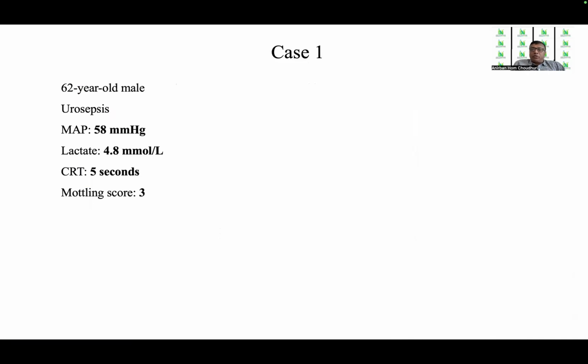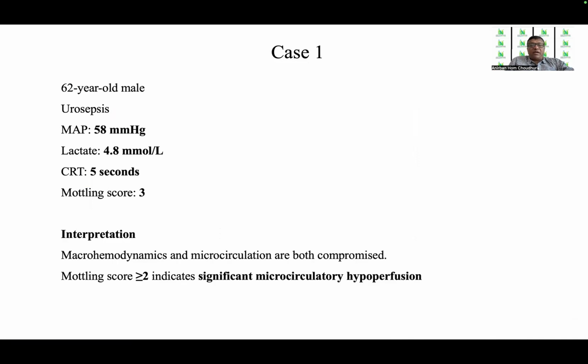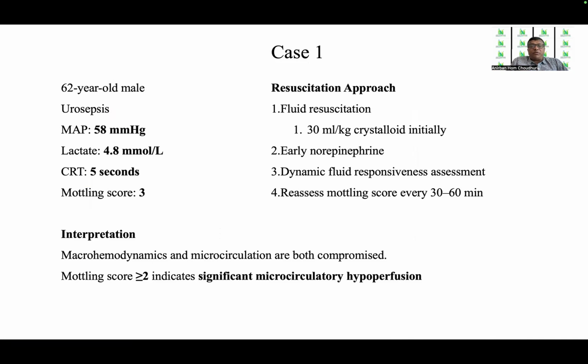Let us go through a few cases and understand it better. A 62-year-old male with urosepsis presents with a MAP of 58, a lactate of 4.8, capillary refill time of 5 seconds, and a mottling score of 3. Now, the interpretation is that macrohemodynamics and microcirculation are both compromised. And a mottling score of more than 2 indicates significant microcirculatory hypoperfusion.